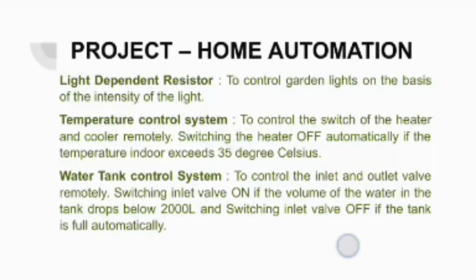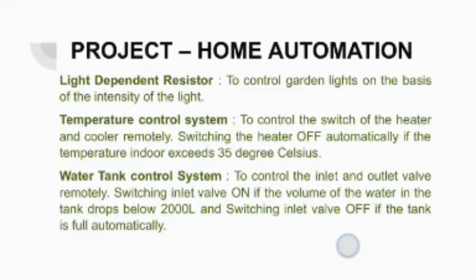Then the project is home automation. I'm doing the project on home automation. I'm covering three topics: light dependent resistor, temperature control system, and water tank control system. Coming to the light dependent resistor, it controls the garden lights on the basis of the intensity of the light. Depending upon the intensity of light, it will be controlled.